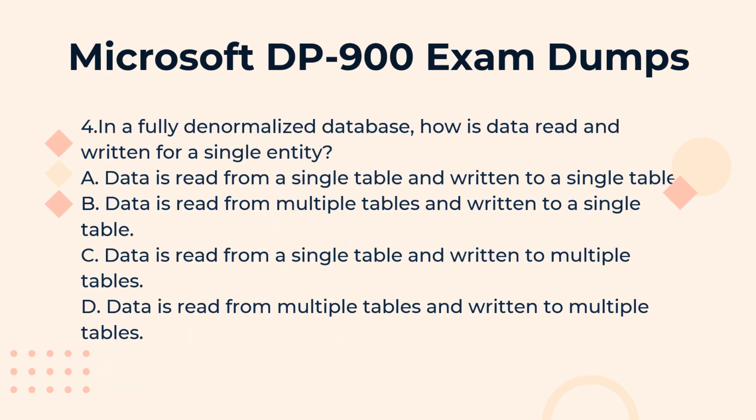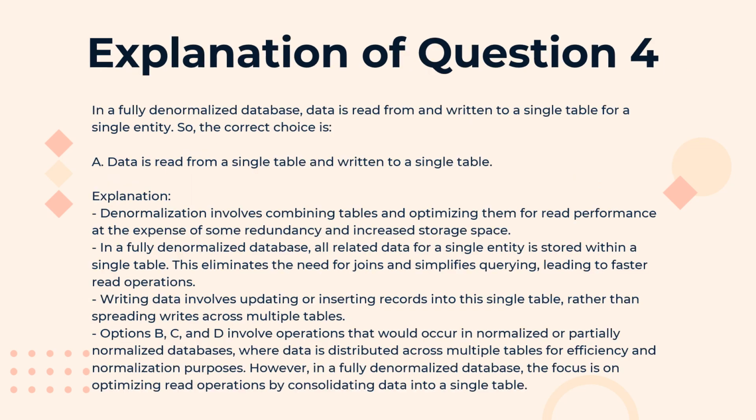4. In a fully denormalized database, how is data read and written for a single entity? A. Data is read from a single table and written to a single table. B. Data is read from multiple tables and written to a single table. C. Data is read from a single table and written to multiple tables. D. Data is read from multiple tables and written to multiple tables. In a fully denormalized database, data is read from and written to a single table for a single entity. So, the correct choice is A. Data is read from a single table and written to a single table.